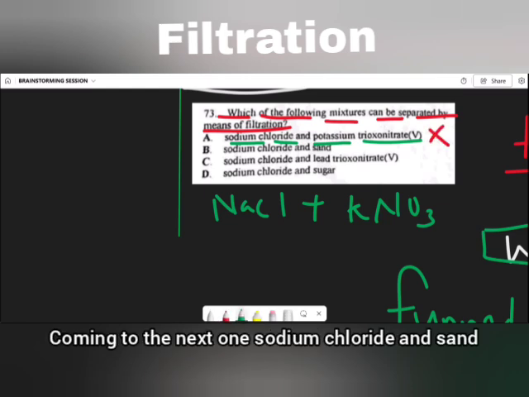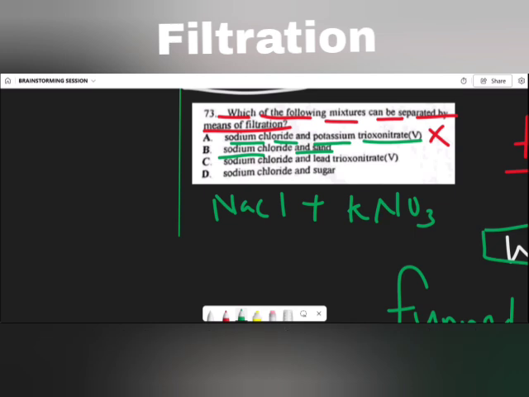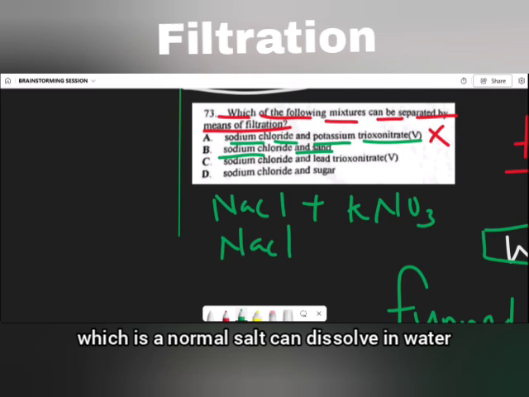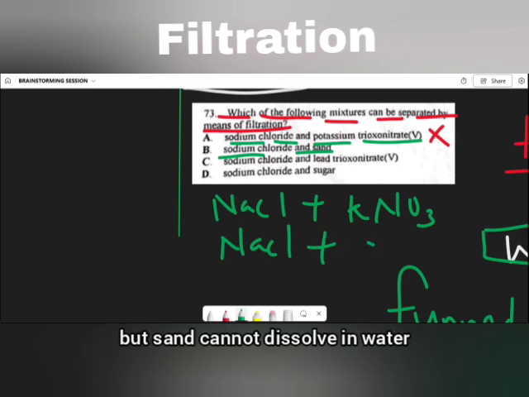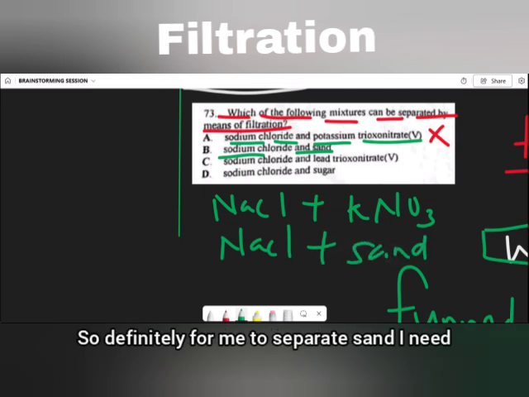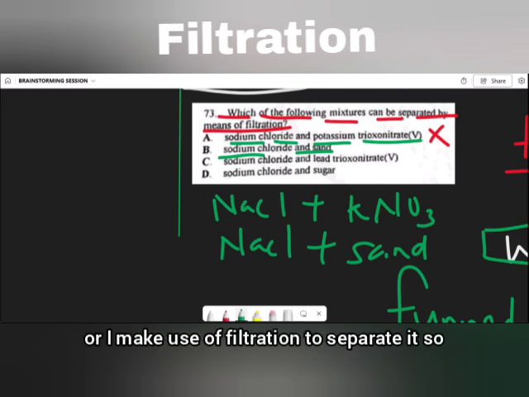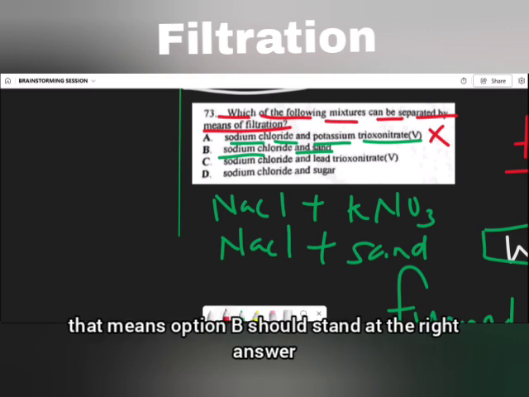Coming to the next one, sodium chloride and sand. Sodium chloride, a normal salt, can dissolve in water, but sand cannot dissolve in water. Definitely, for me to separate sand, I need to make use of a filter funnel, or filtration, to separate it. So option B should stand as the right answer.